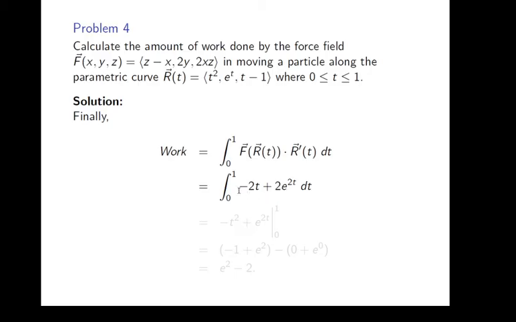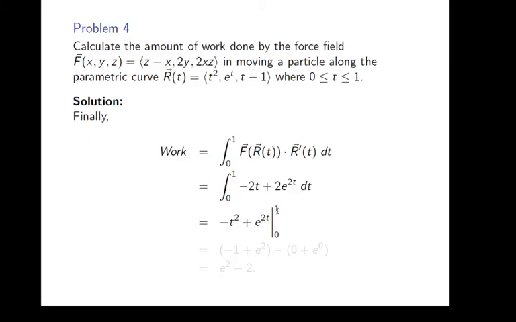So what is the integral of negative 2t? The integral of negative 2t is negative t squared. On the other hand, the integral of 2e to the 2t is e to the exponent 2t. Now let us evaluate negative t squared plus e to the 2t from 0 to 1.